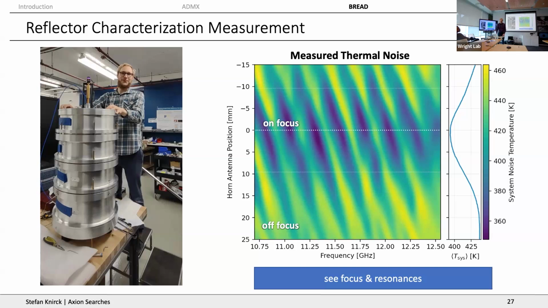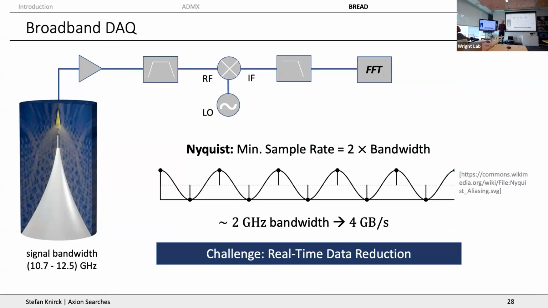Okay, so that's the reflector. The other thing you need is a broadband data acquisition. For a cavity, all you really care about is a narrow frequency range, which you tune around. But in BREAD, we wanted something as broadband as possible. At this stage, BREAD is a small R&D experiment, so we didn't have a ton of money, but we wanted to make it as broadband as possible, say 20% instantaneous bandwidth at 10 gigahertz. That means if you want to save all the time series of your data, you need to acquire 4 gigasamples per second, or in other words, at least save 8 gigabytes per second of data.